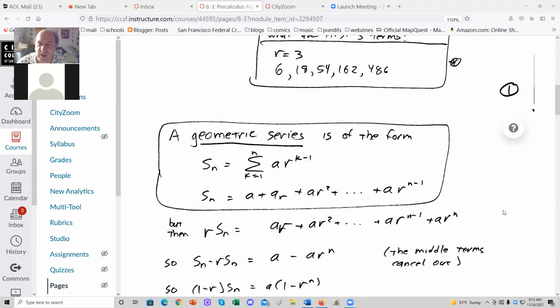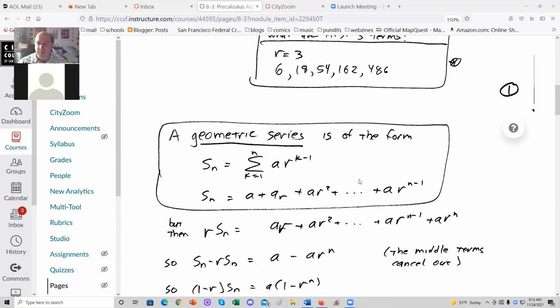Okay, a geometric series is a partial sum of a geometric sequence. Summation from k equals 1 up to n of ar to the k minus 1. So it goes a plus ar plus ar squared all the way up to ar to the n minus 1. Then if Sn is that, and you multiply by r, that shifts every term over by 1. a becomes ar, becomes ar squared, becomes ar to the third, and so on. ar to the n minus 2 becomes ar to the n minus 1, and ar to the n minus 1 becomes ar to the n. So multiplying by r basically shifts the series over one term.